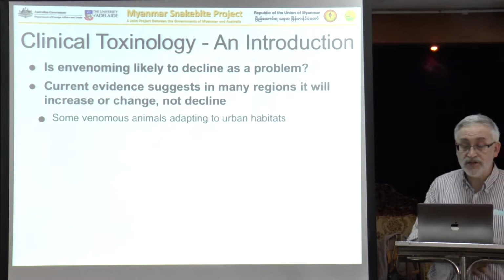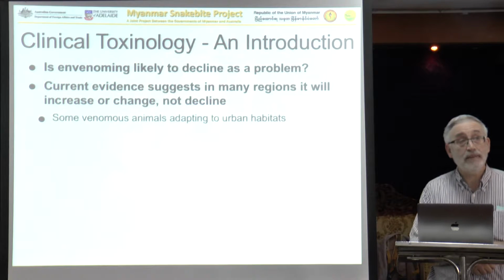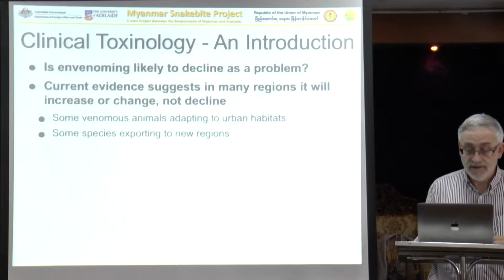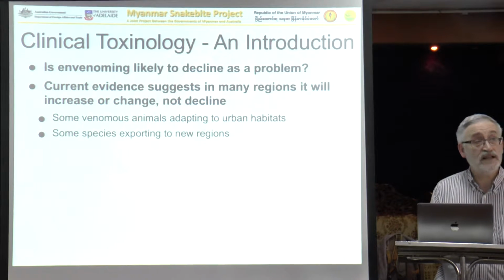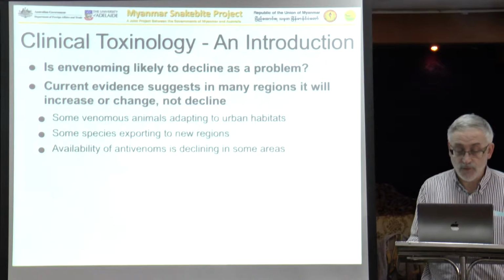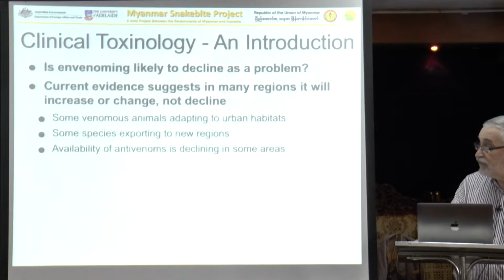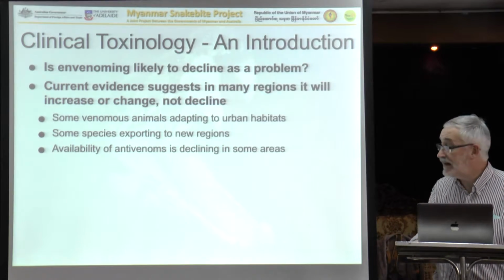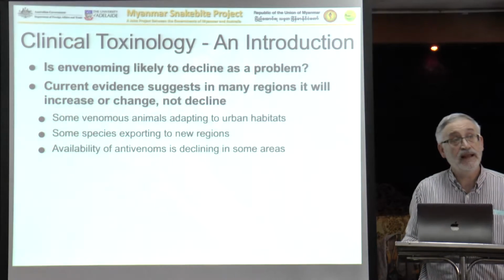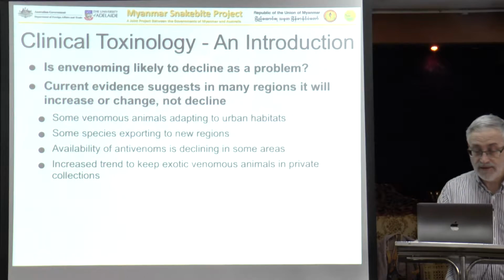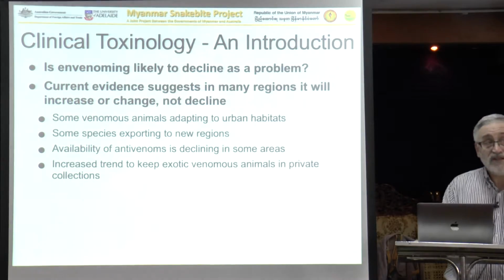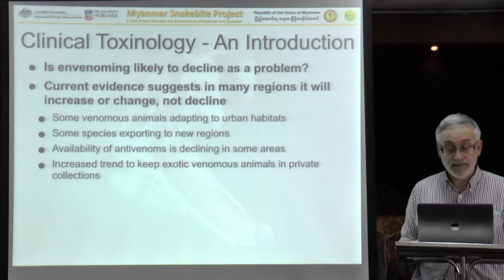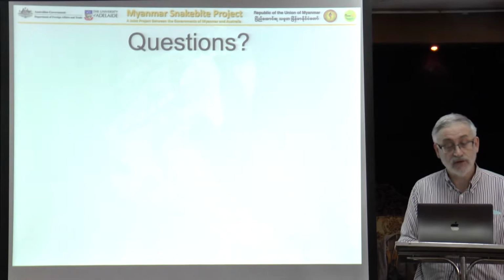In a number of regions, venomous animals are adapting to modern urban habitats. There are some species successfully exporting to other parts of the world, and unfortunately the ability to treat envenoming with antivenom is declining in some areas, particularly in Africa. In the Western world, there's an increasing trend to keep exotic venomous animals as pets, and they also can cause problems.